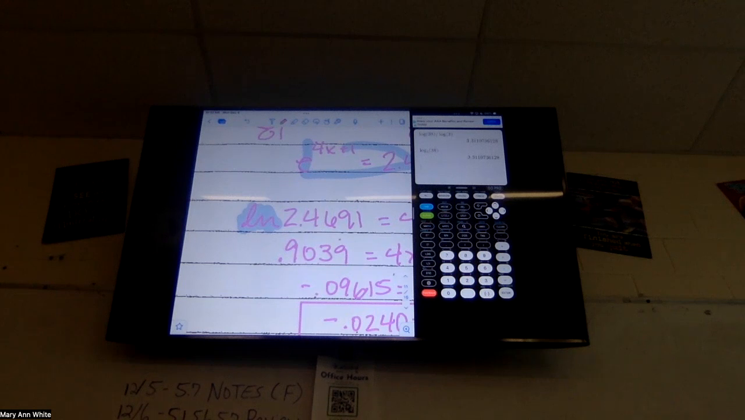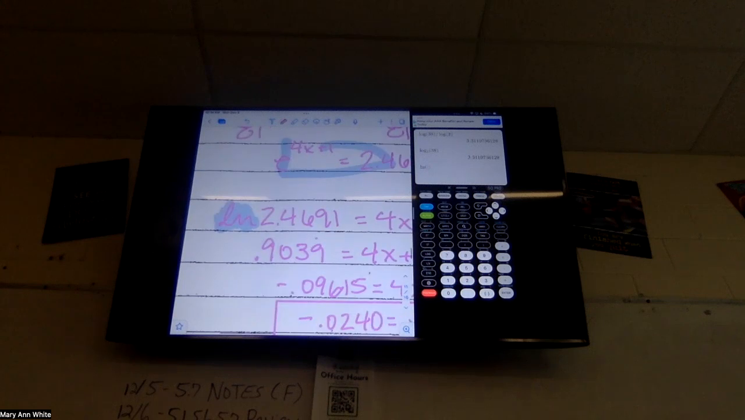That's implying that the base is base e. So when I press log in the calculator, it's assuming my base is 10. And when I press ln in the calculator, it's assuming my base is e. So you don't have to do anything. You can just type ln and then the number you're doing the log of.